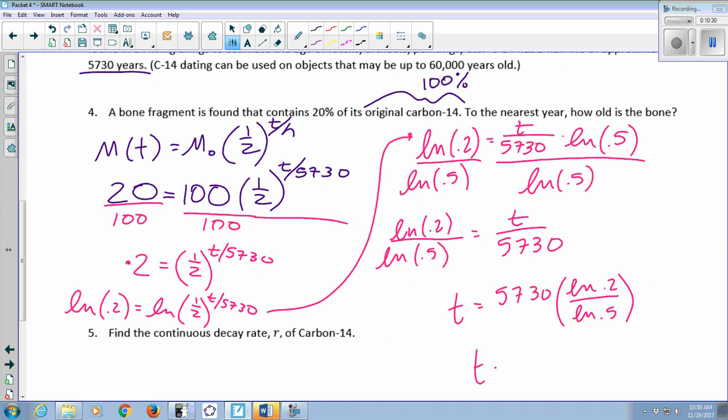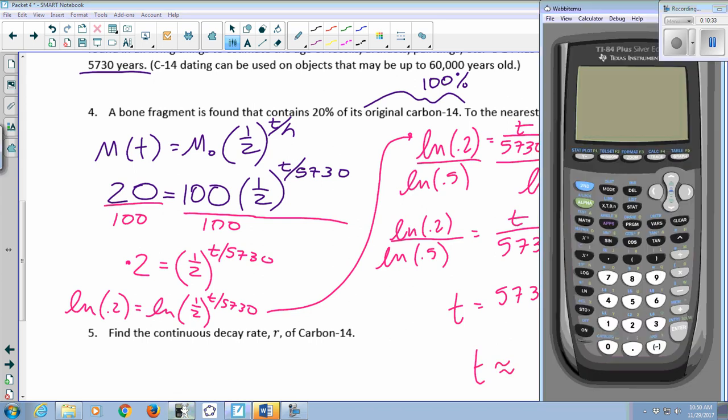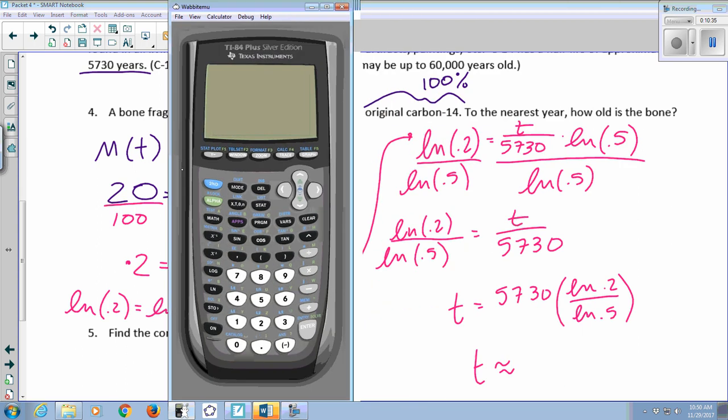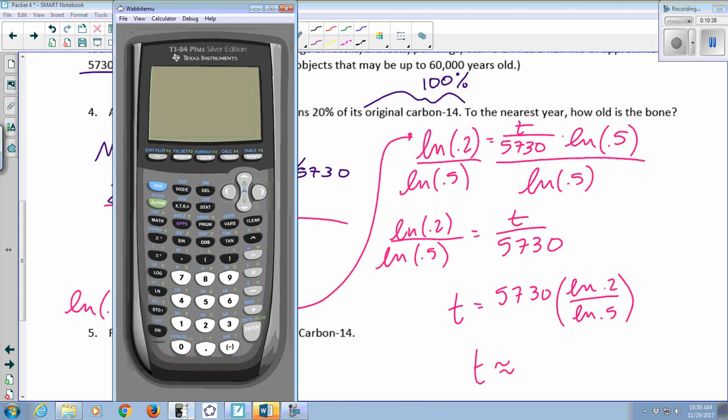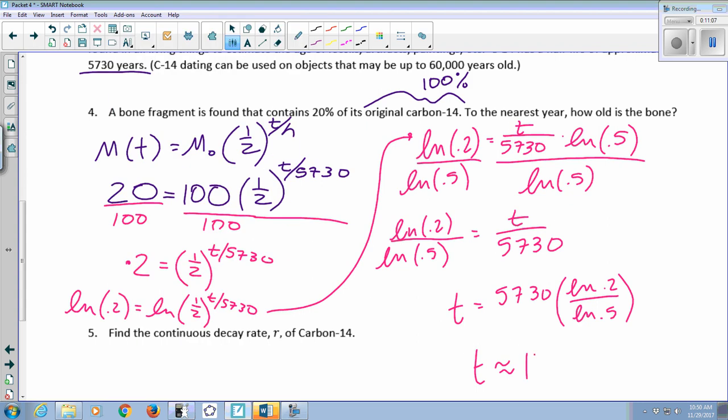And then that would be approximately, because when somebody asks you how long it will take to do something, you typically don't say 5,730 times the ln of 0.2 over the ln of 0.5, because that's not very helpful. So we're going to get an approximation for whoever asked us this question. 5,730 times ln of 0.2 divided by the ln of 0.5, and we get about 13,305 years.